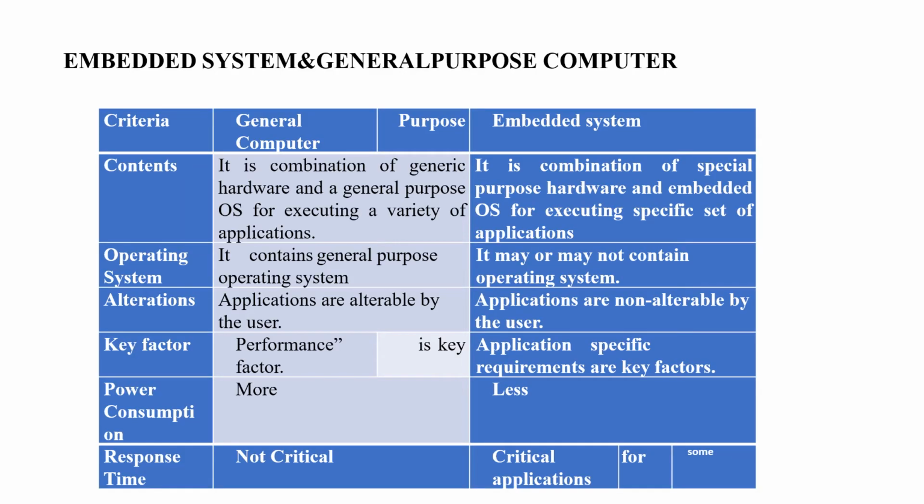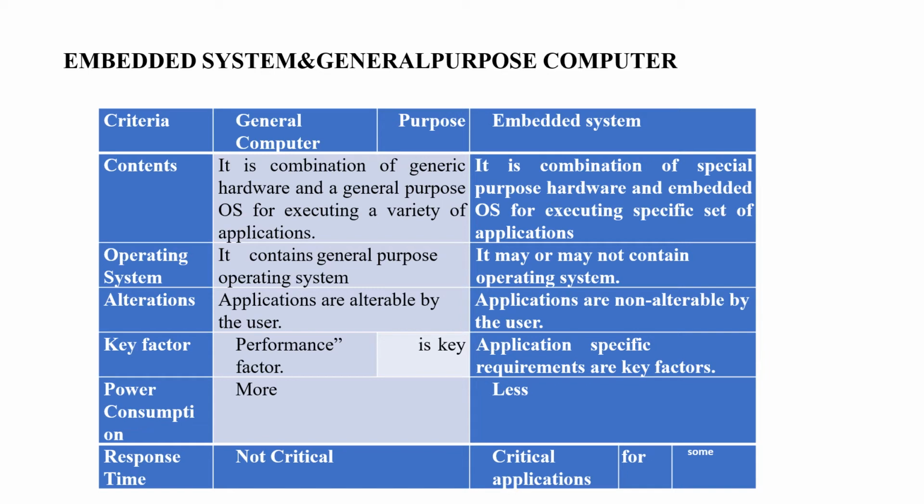So again, this is the difference. A general computer is a combination of generic hardware and a general OS for a variety of applications, whereas an embedded system is a combination of special purpose hardware and an embedded OS. Here we are using an embedded OS; there we are using a general OS. What will be the general OS? Microsoft, Microsoft Excel. We will use Windows 10 or 7. These are all the OSs.